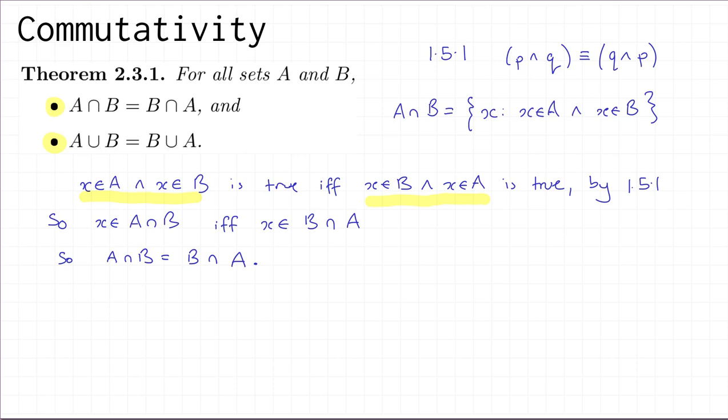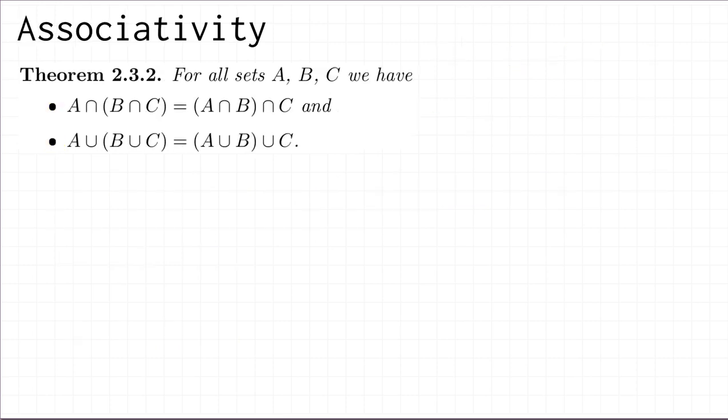Alright, and we can prove the second part of Theorem 2.3.1 in the same way. That time we need the logical equivalence that P or Q is logically equivalent to Q or P. And again, that's part of Theorem 1.5.1. Okay, so that's the commutativity result for unions and intersections. And there is similarly an associativity result. And this time I'm not even going to bother to write the proof down. All I will say is that this results from a logical equivalence.